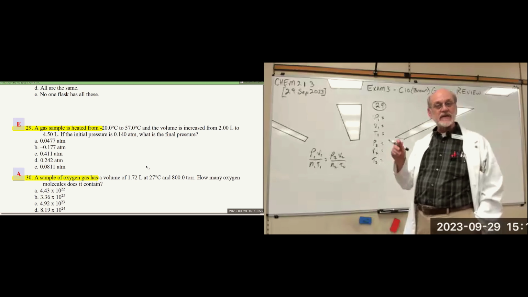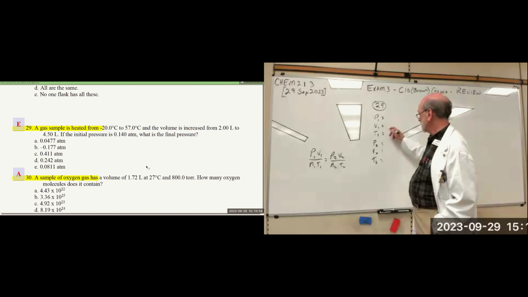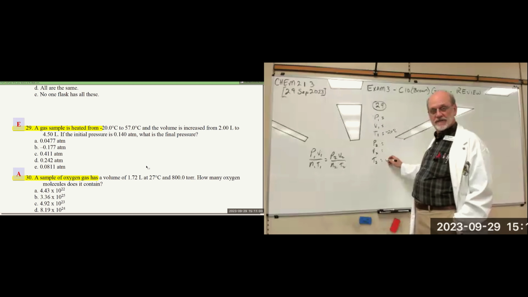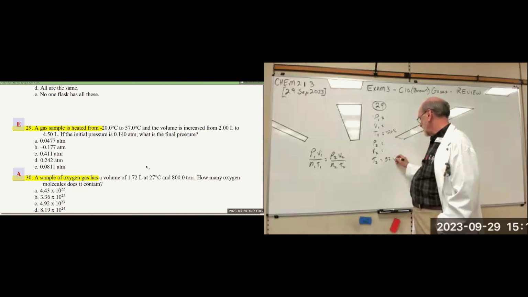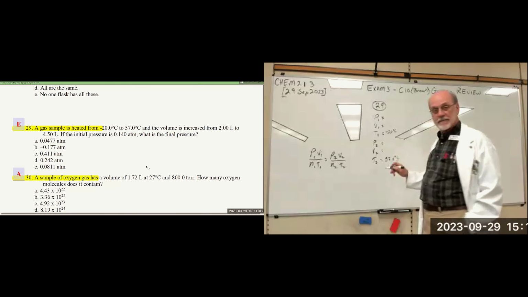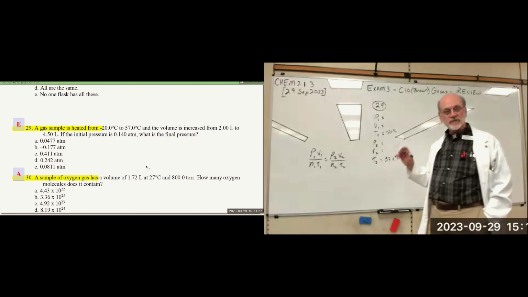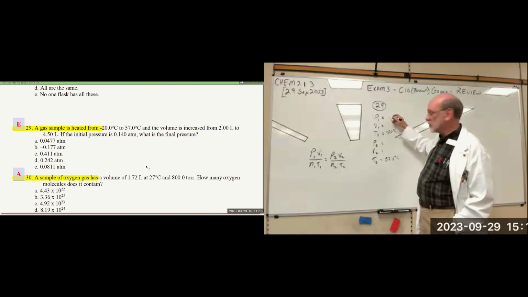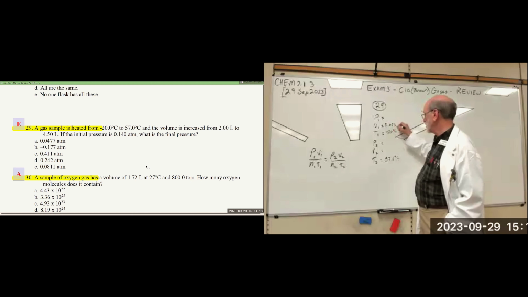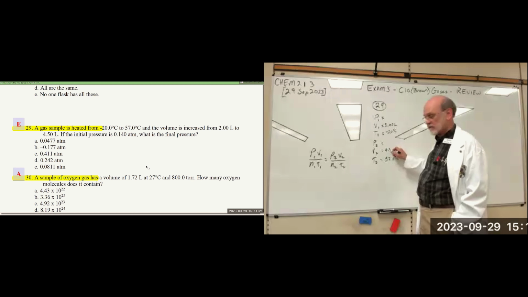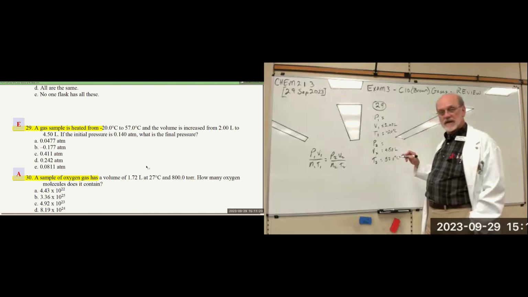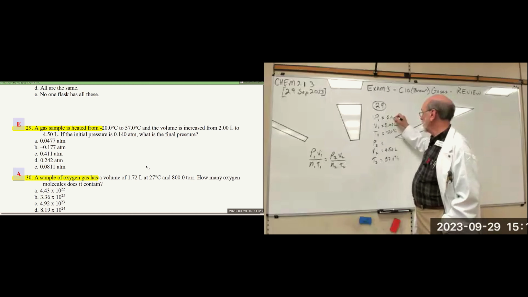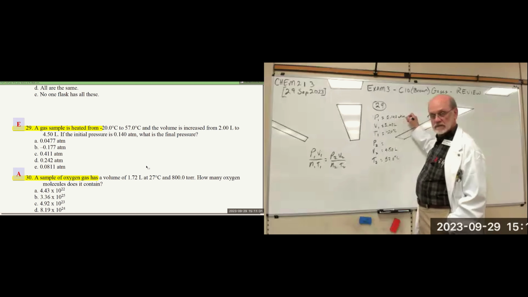So a gas sample is heated from minus 20 degrees C up to what? 57. Okay. And the volume is increased from 2 liters to 4.5 liters. So at this temperature, it's 2 liters, and it's increased to 4.5 liters. And it starts off at a pressure of 0.14 atmospheres, right?